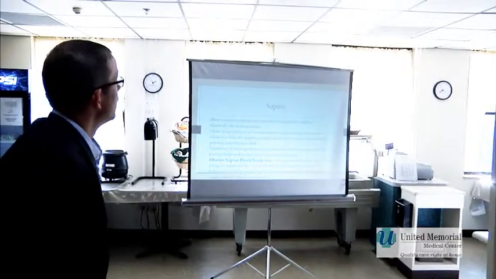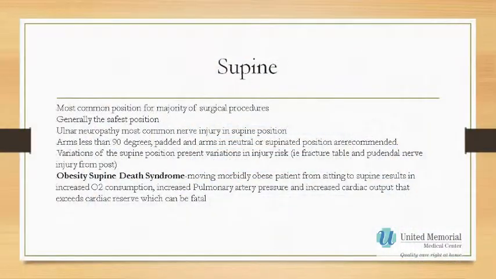Okay. So the supine position is the most common surgical position we use, ideally because we access everything from that way. The anterior portion of the body, the front of the body, if you will, all the visceral organs are from that standpoint, and that's normal anatomic position. It's generally considered the safest position. However, ulnar neuropathy, again, as I said, is the most common nerve injury. It does exist in this position a rather fair amount.